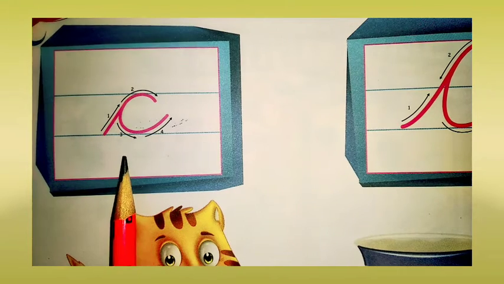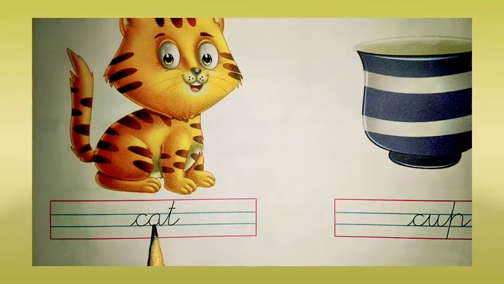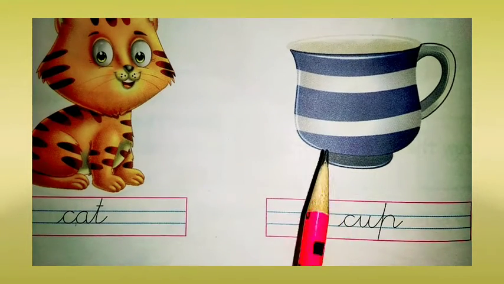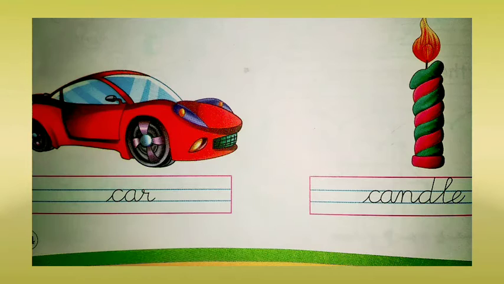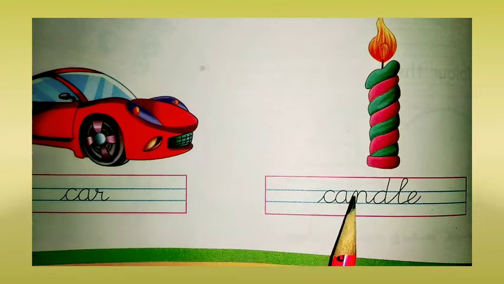Now small cursive C. C for cat, C for cup, C for car, C for candle.